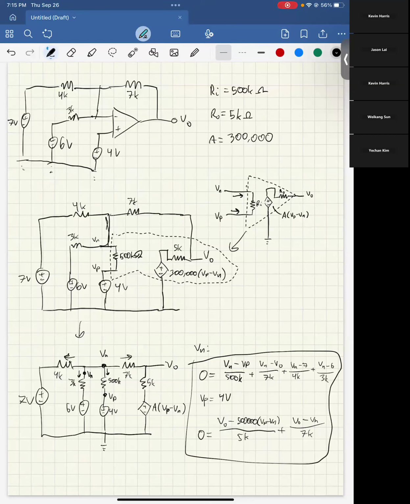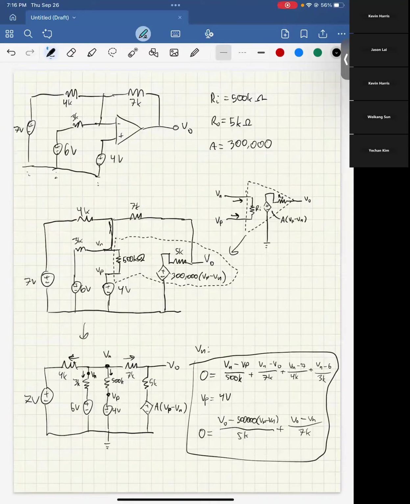And yeah, so hopefully that's good enough. I'm assuming on your quiz tomorrow, you're going to have one question about Thevenin equivalence and one question about op amps.